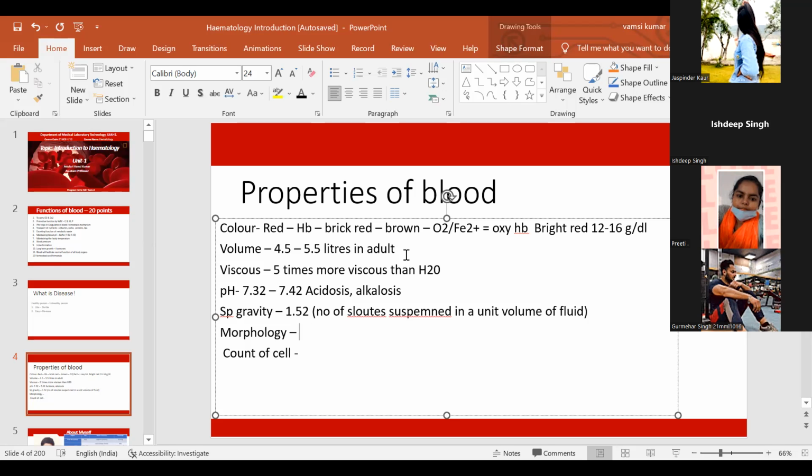Then any other properties? What is the morphology of the red blood cell? Triangle, circle, rectangle? It is biconcave. Okay, biconcave in shape. The reason for biconcavity is to increase the surface area. To increase the surface area, the morphology of the red blood cell is biconcave.